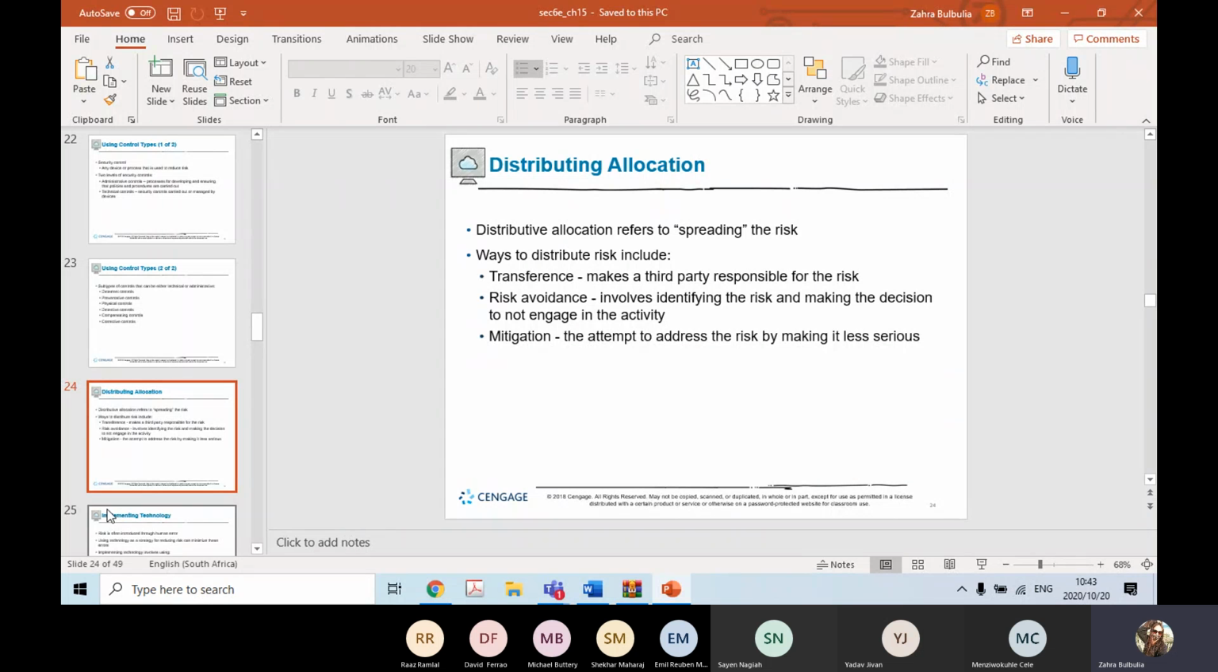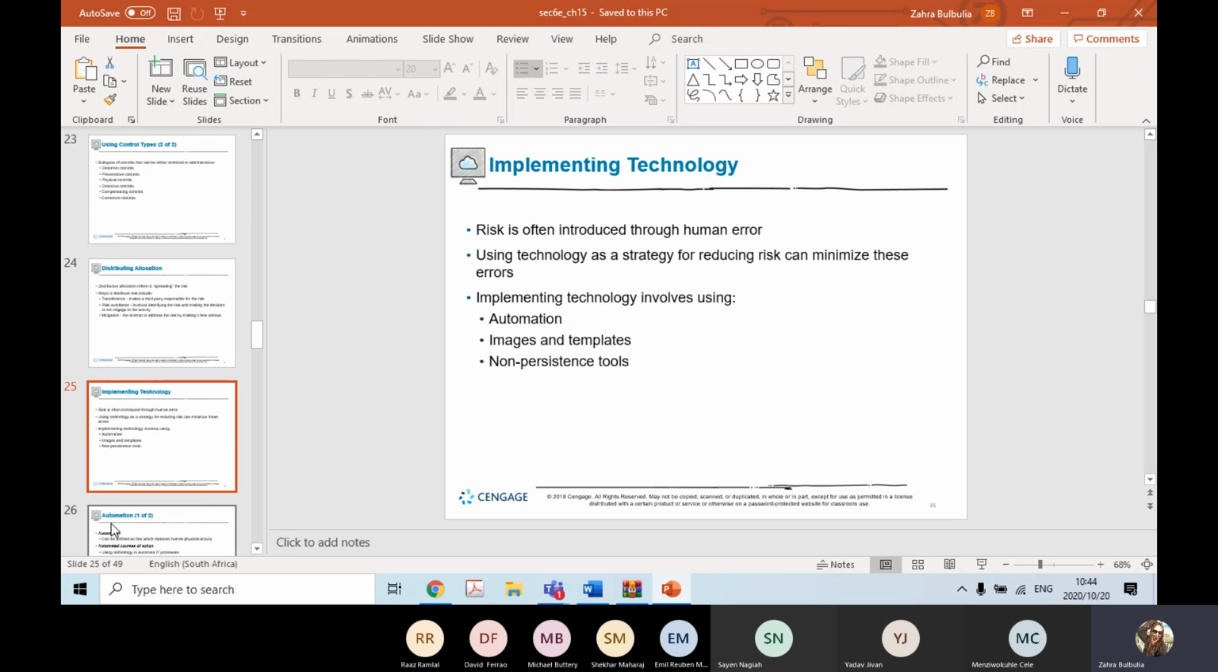Risk avoidance involves identifying the risk and making the decision to not engage in the activity. So this is more like denial. Okay, the risk is there, but I'm going to try to just avoid it. This is the cheapest strategy, by the way. And mitigation is the attempt to address the risk by making it less serious. So you take some measures to control the risk, but not huge ones, I would say. You try and minimize the risk, but you're not preventing it, you're trying to reduce it in some way.